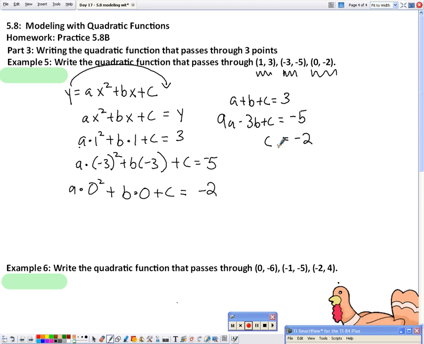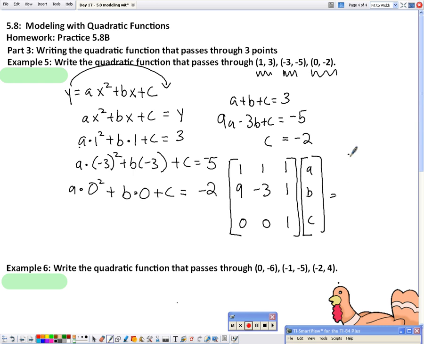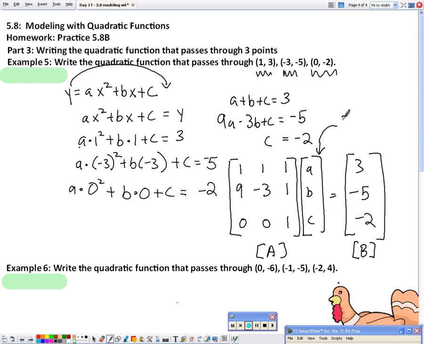And this is where we're going to build matrices. Our matrices are going to be the coefficients 1, 1, 1, 9, negative 3, 1, 0, 0, 1 times a, b, c equals 3, negative 5, negative 2. And remember, we're going to put this into matrix A and this into matrix B. And to find this unknown matrix ABC, we're going to type in A inverse times B.